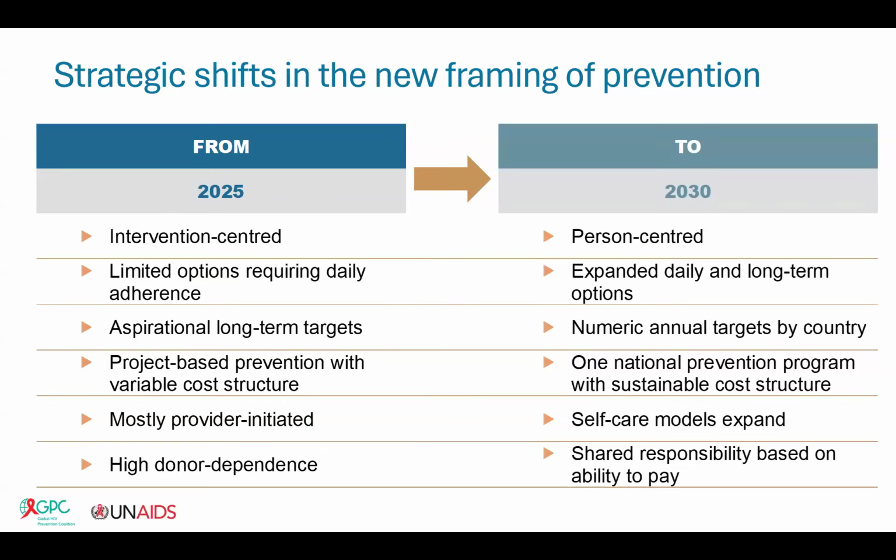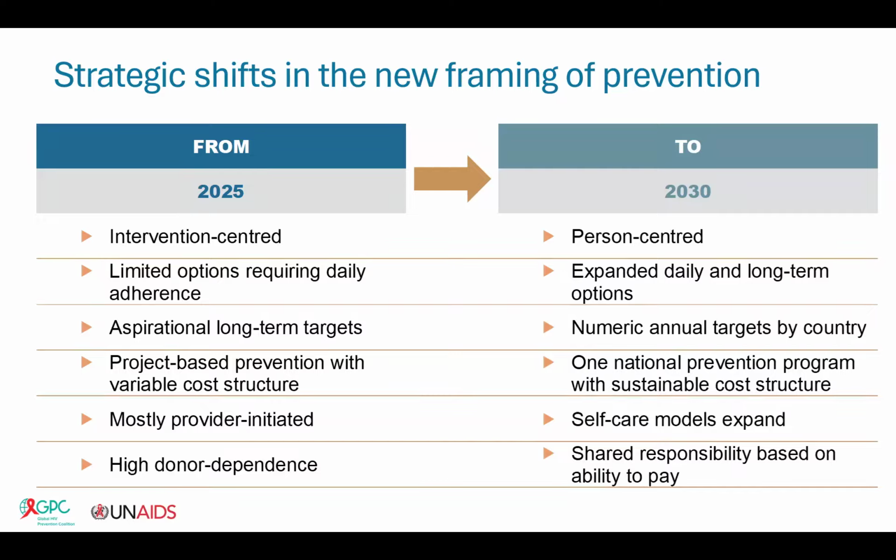or population-specific to person-centered in a more holistic way, integrating more long-term options into a prevention method mix. So method mix is a new focus. Numeric annual targets are being promoted in addition to the aspirational long-term targets that we've had before, to make prevention more measurable on an annual basis. And the needs estimates we talk about here are at the heart of this.